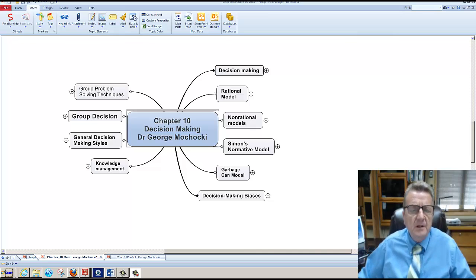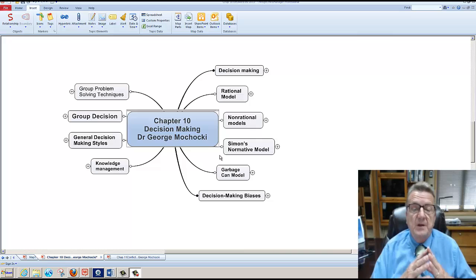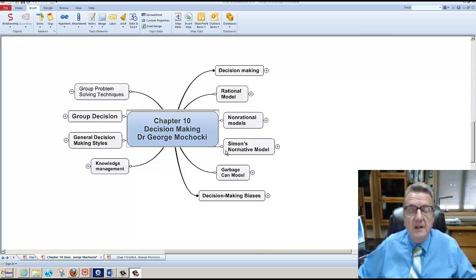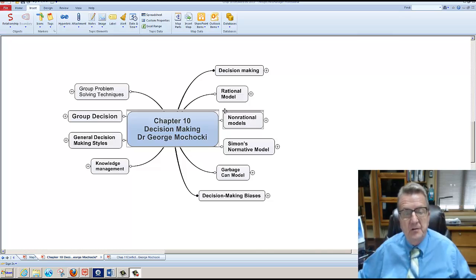Okay, this week we're going to be talking about Chapter 10, Decision Making and the decision-making process. If you look at the concept map that you find in Blackboard, under concept map, you'll have the first tier. First or second tier. I'll go through more tiers in here.